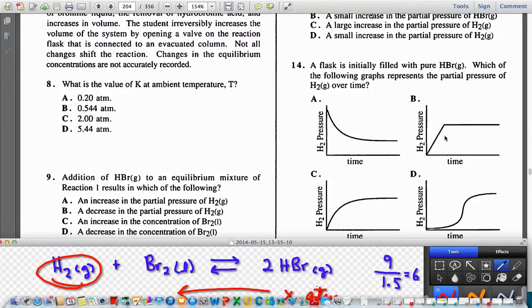Now here's the problem with B. This is a constant slope. That's not true, because the initial amount that's created will be the greatest rate. And then it's slowly going to change its slope until it's 0, at which time it reaches equilibrium. That makes sense. So C is a better answer choice.